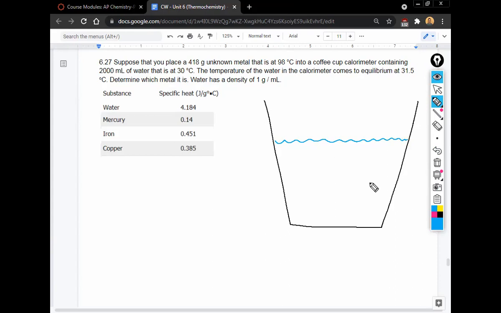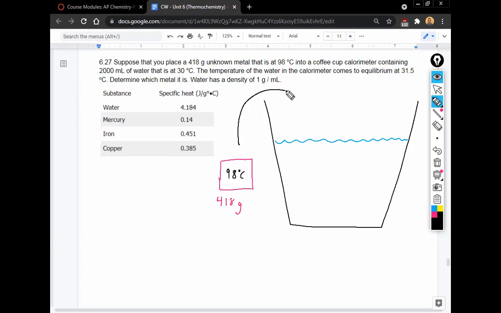Alrighty, guys. So let's go over this problem. In this calorimetry problem, it's saying that suppose you have a 418 gram unknown metal. So I have a piece of metal. All we know about it is that it is 418 grams, and the temperature of the metal is 98 degrees Celsius. So it's a pretty hot piece of metal, over 200 degrees.